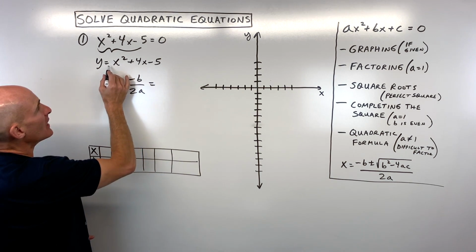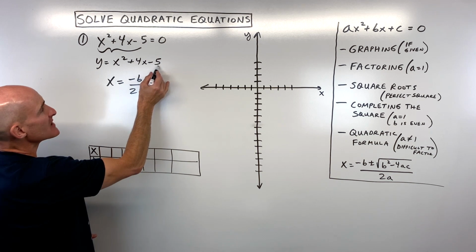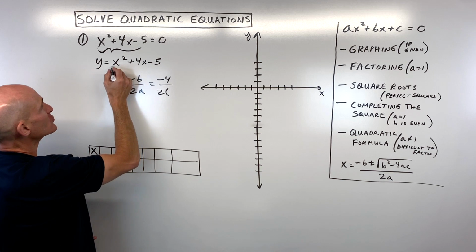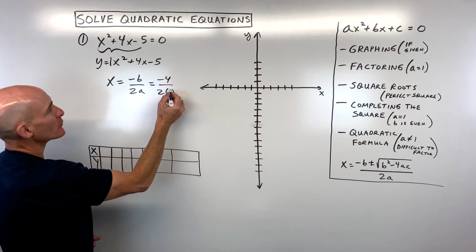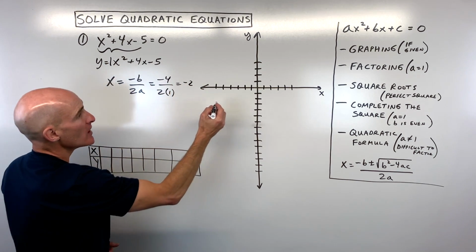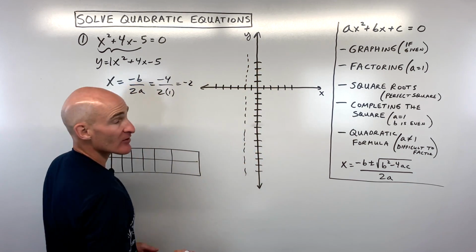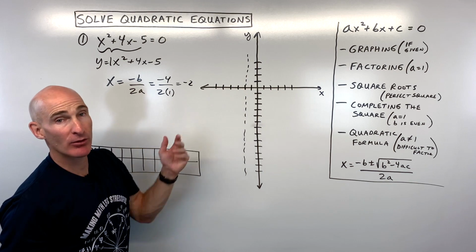So a is 1, b is 4, and c is negative 5. So the opposite of b is going to be negative 4 over 2 times a, which is 1. So negative 4 over 2 is negative 2. So what that tells us is that at negative 2, that's our axis of symmetry. That's the line that divides the parabola in half.